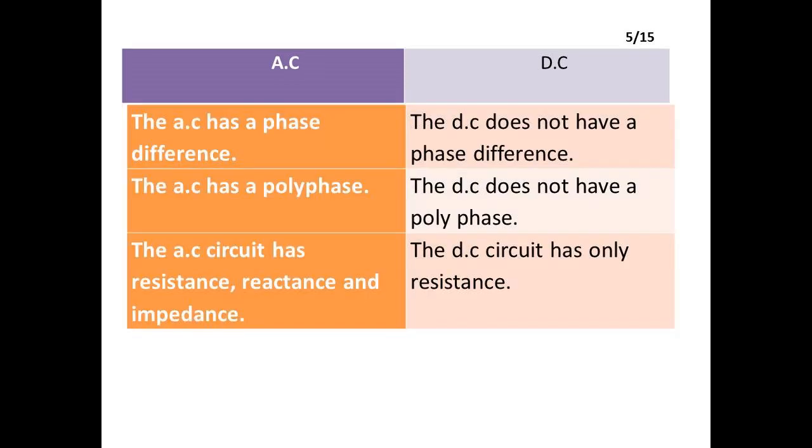The AC has a phase difference. The DC does not have a phase difference. The AC has a polyphase. The DC does not have a polyphase. The AC circuit has resistance, reactance and impedance. The DC circuit has only resistance.